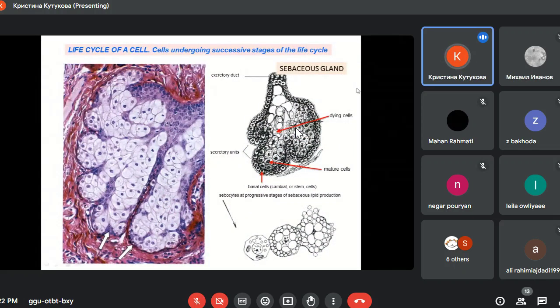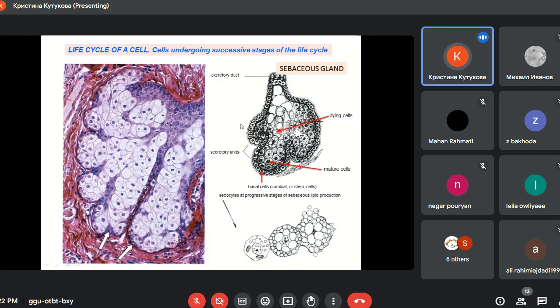So we should look closely at the sebaceous gland. It is composed of two parts, the secretory portion and the excretory duct, through which the lipids are removed from the secretory portion, where these lipids are made by the cells called sebocytes. The same is here. We can see here the secretory portion, the duct is over there.